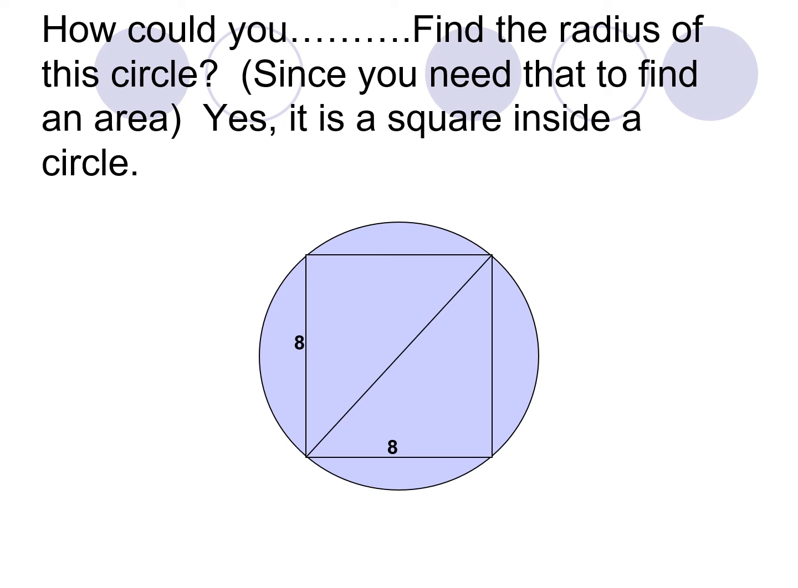So if you notice, it looks like I do have a square inside that circle. And how did I know that it was a square? Well, because it looks like I have 8 and 8, and then across from there would be 8, and across from there would be 8. So I have a square.